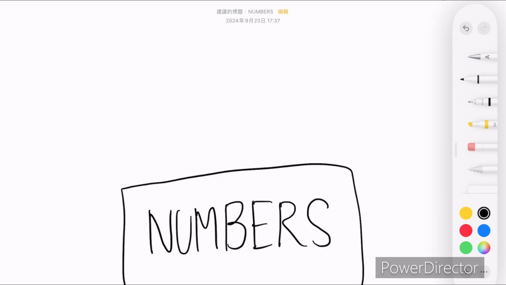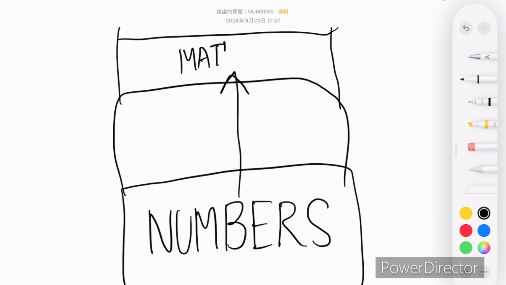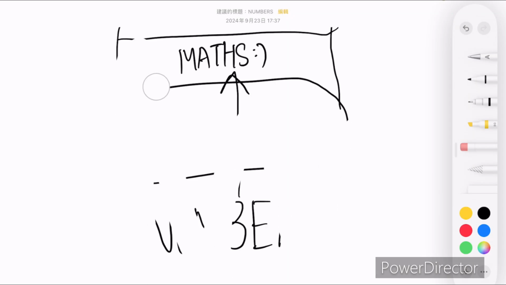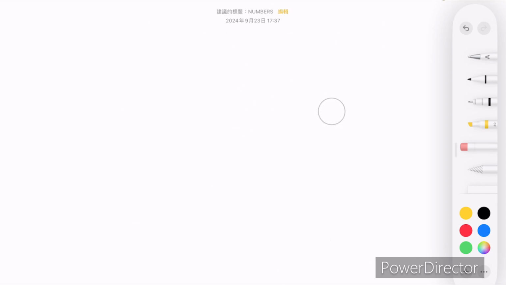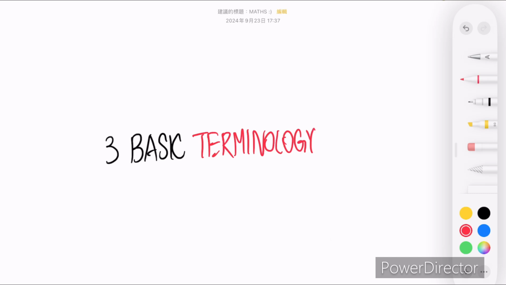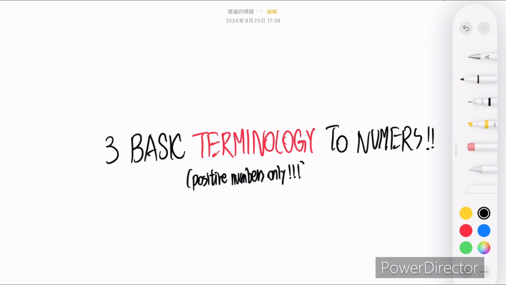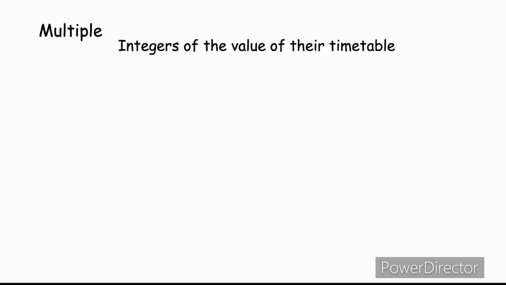Numbers are the basic building blocks of math, but they are not as simple as you may have thought. Today, I'm going to tell you about three basic terms in maths that all numbers could belong to, to some extent. So maybe let's start with the easier one, multiples.